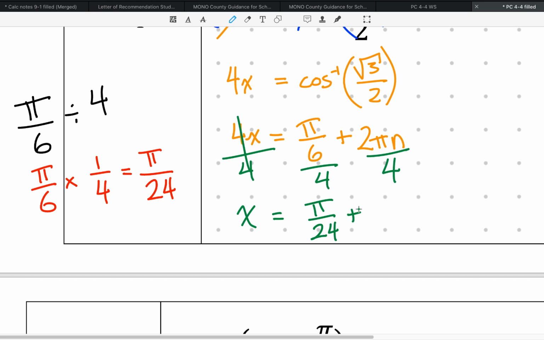And a really easy simplification problem. 2 pi n over 4 is, quiet raise hand. Caroline? Pi n over 2. And there is our final answer. We box it.